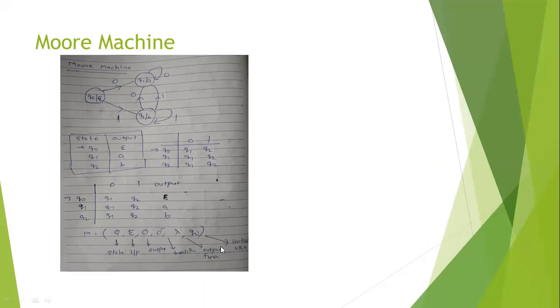Introduction of Moore machine. So the basic difference between Mealy machine and Moore machine is what? In Mealy machine we have both input and output associated outside the state, whereas in Moore machine we have input outside but the output is inside the state. So this is the basic introduction of Mealy machine and Moore machine.